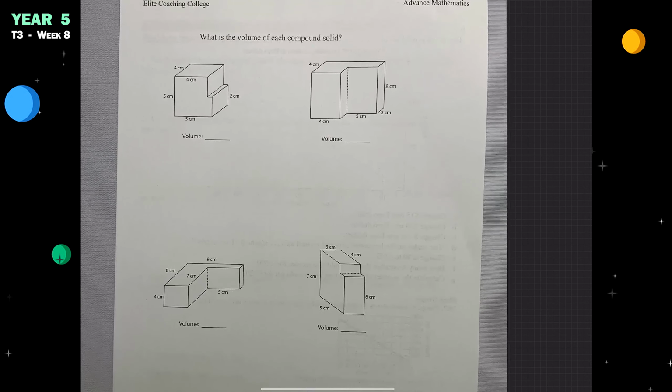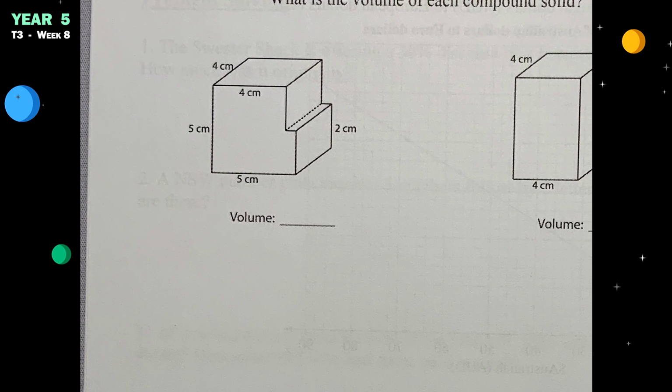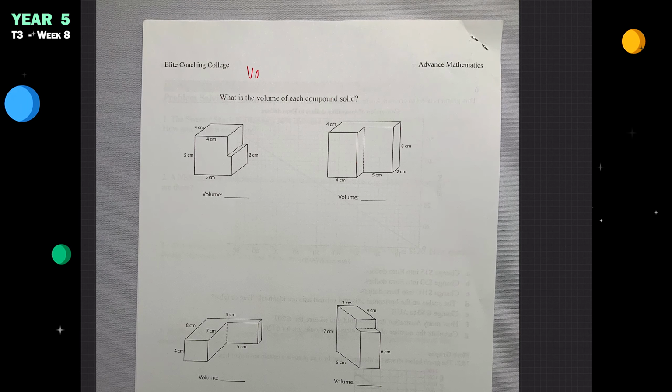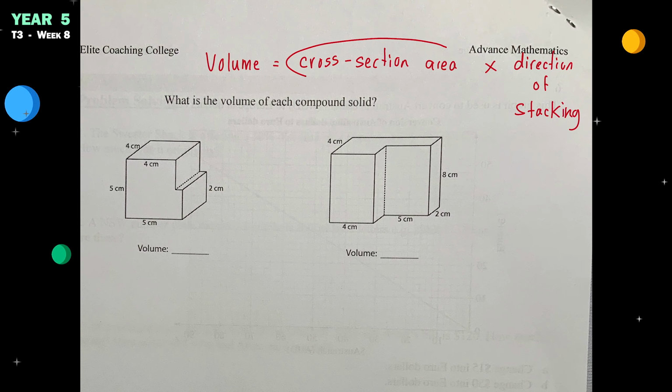Now this one asks: what is the volume of each compound solid? To find the volume, all we have to do is find the cross-section area. Volume equals cross-section area times the direction of stacking, like we're stacking a bunch of 2D shapes. So what is our cross-section area? We need to find this one.